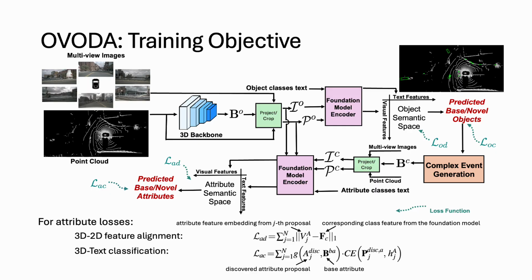OVODA is trained with 4 key losses, 2 for objects and 2 for attributes. They are feature alignment and a contrastive classification loss. Together, this objective allows unified learning of objects and attributes.